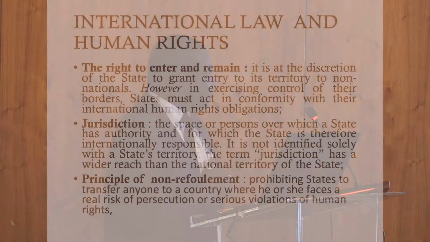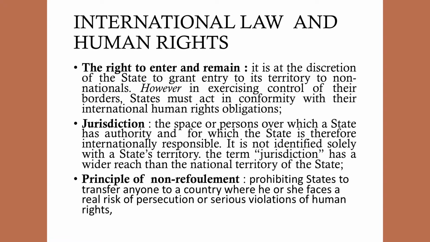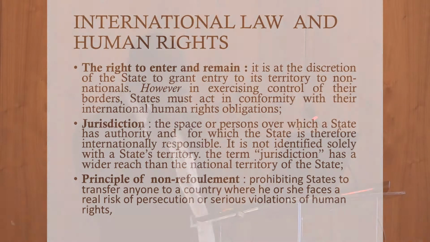international human rights. Basically, on the right to enter or remain in a member state, the discretion remains with the state, irrespective of the international human rights that you have. So the state has discretion to allow you to enter and remain in a member state. It can refuse. However, what international human rights says is that in exercising control of the borders, states must always observe international standards. So the fulfillment, protection, and implementation of human rights must always be observed.